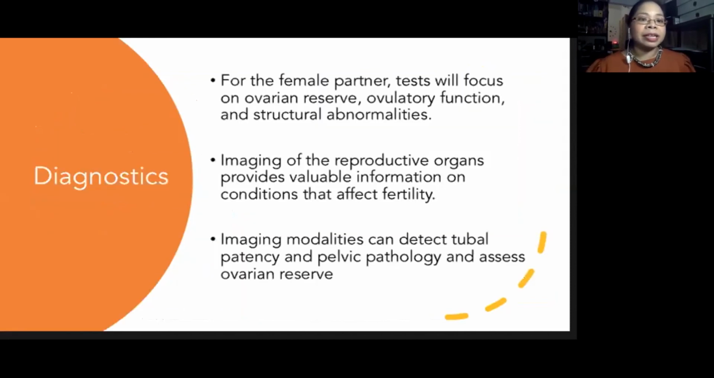Now, for the diagnostics for the female partner, tests will focus on ovarian reserve, ovulatory function, and structural abnormalities. Imaging of the reproductive organs provides valuable information on conditions that affect fertility, and imaging modalities can detect tubal patency and pelvic pathology and assess ovarian reserve.